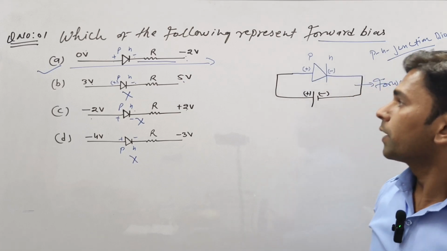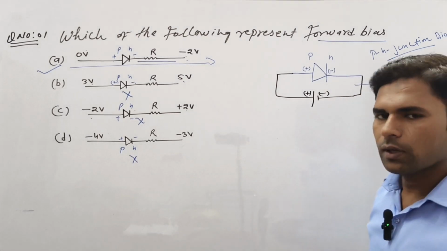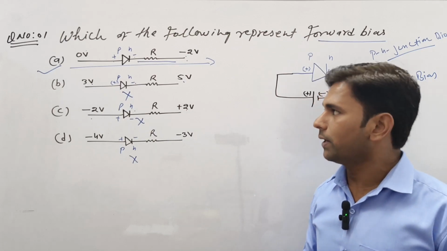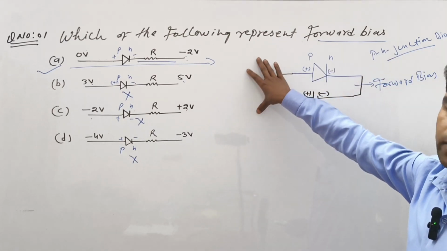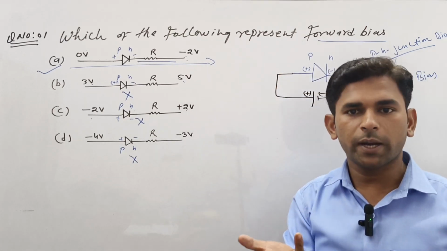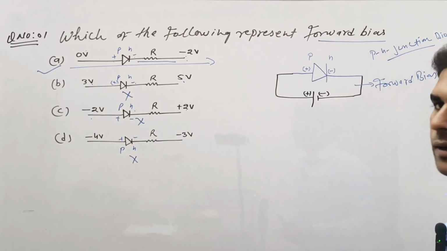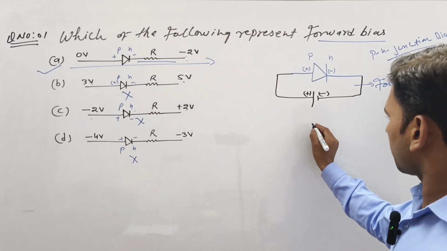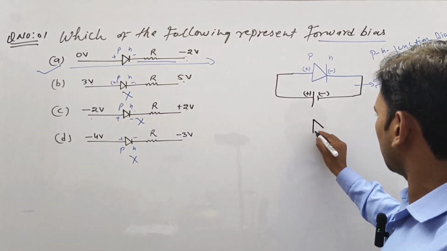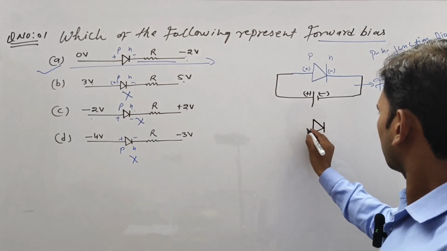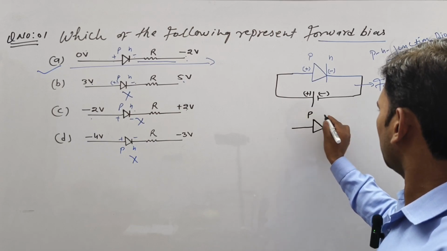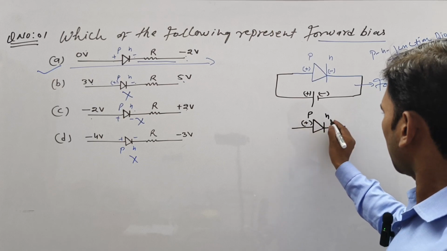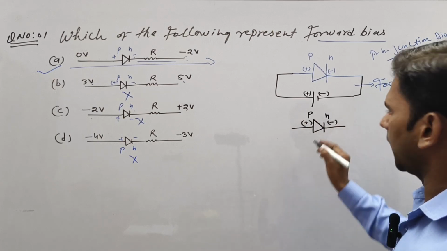Now suppose that the examiner is very clever. They can make the question paper like that. Here they are asking about forward bias, but they can also ask about reverse bias. What will you do? Just see here. Suppose you have an arrangement like this, where this one has a P and this one has an N, so P is positive and this one is negative.